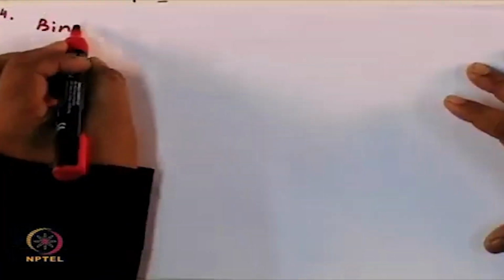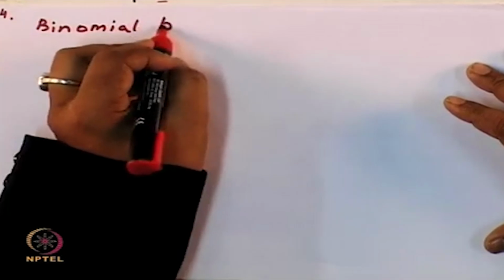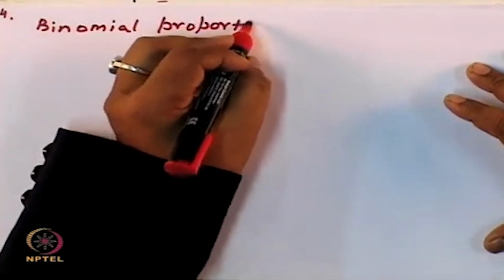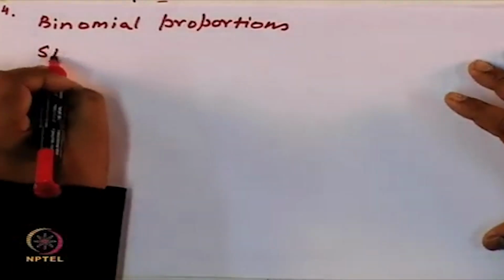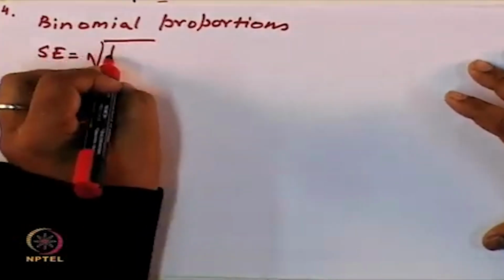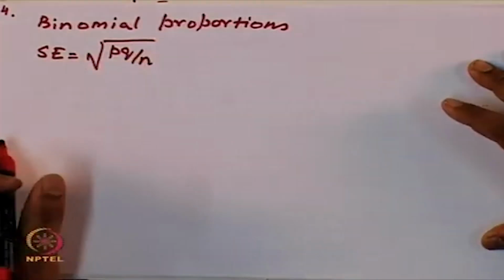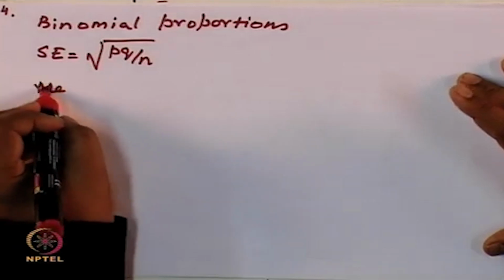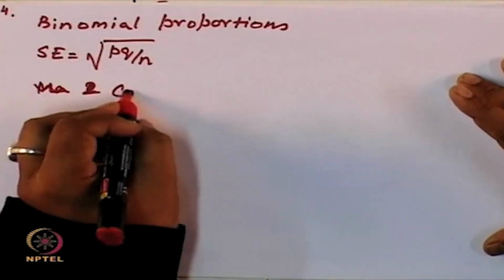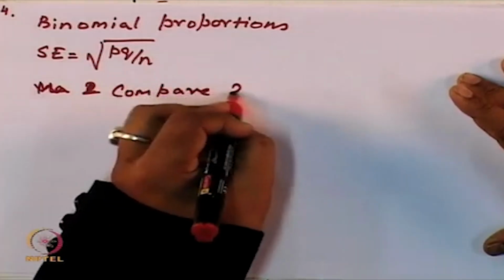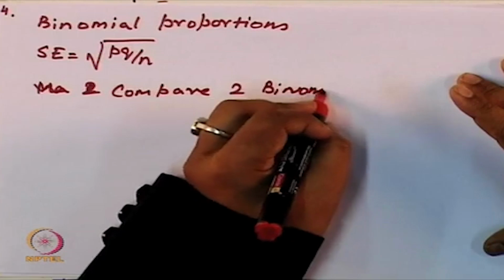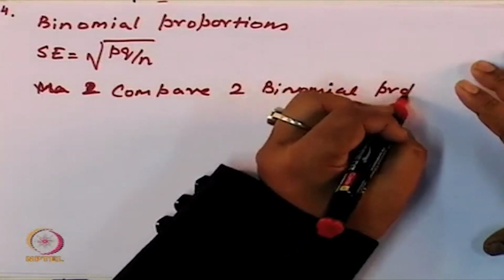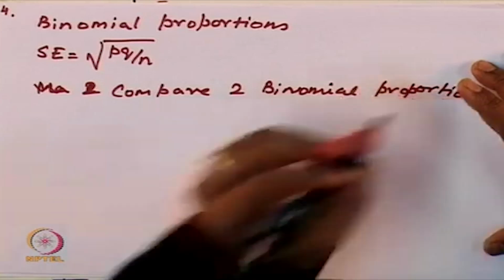Okay. So, we had discussed one more case for the case of binomial proportions. In this case, the standard error is given by the root of pq by n. But if we want to compare the means of two binomial proportions, how would we do it?